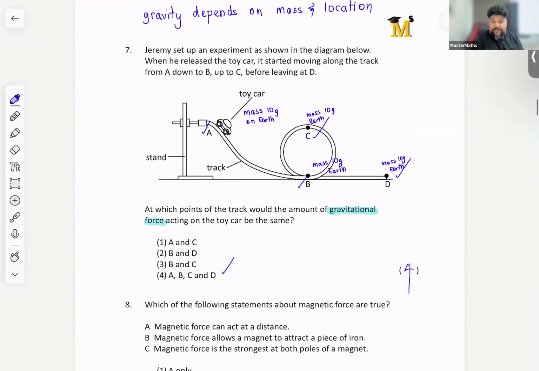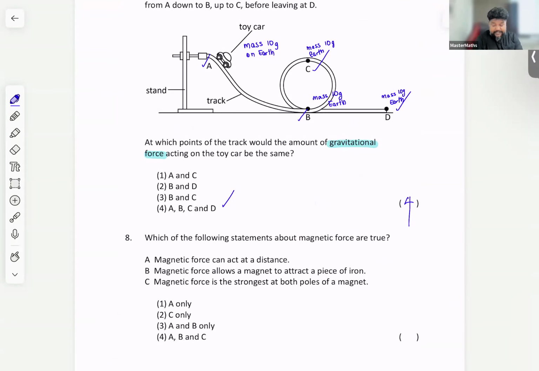Sarah, I haven't heard from you. Sarah, what's your answer for question 8? 4. Yeah, magnets can act from a distance. Can or not? Can. Magnets are able to attract a piece of iron? Yes. And magnets are stronger at the poles? Option number 4.